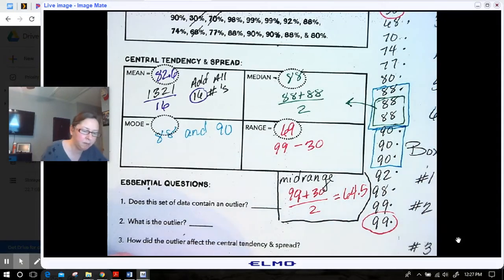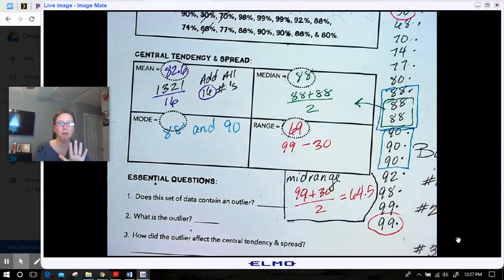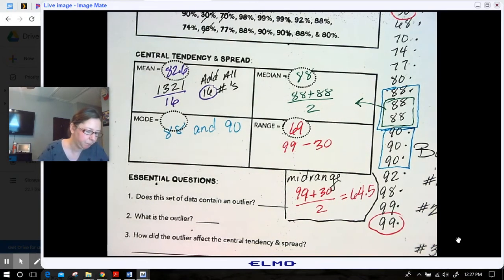So now we know how to find those first 5 vocabulary words. Mean, median, mode, range, and mid-range. There's 5 things that we just found. All right, now let's go ahead and talk about some other vocabulary words.